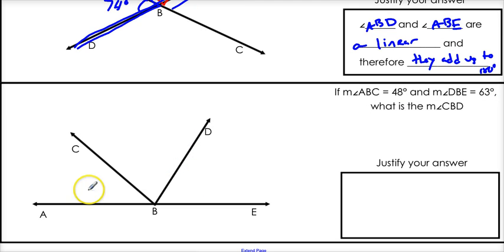Alright, let's try this guy. And if you notice here, we have three different sections, three angles. Well, if the measure of ABC is 48, so ABC, that's this angle right here. B is in the middle, so that's our vertex, and that's 48 degrees.